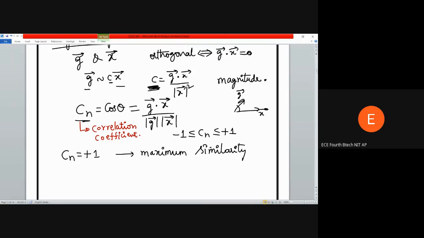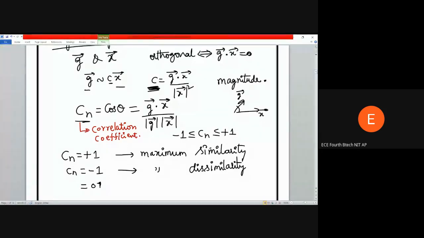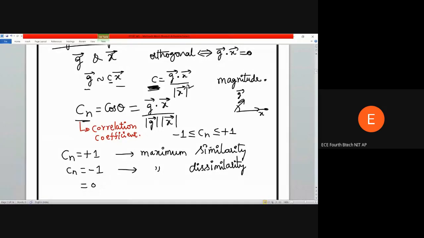Now when Cn is equal to -1, we will see maximum dissimilarity between these two vectors. And when Cn is equal to 0, these two vectors are completely orthogonal.